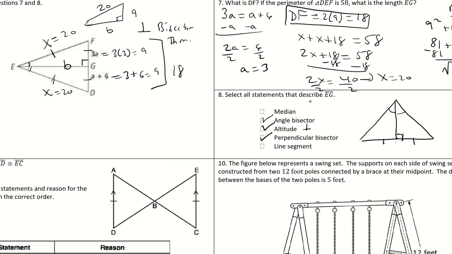All right, it's also a median. A median is when you have a triangle and you go from the vertex to the opposite side and you cut that side in half. So for example, that would be a median. I'll give you another example. If I were to go from here to here and it cuts that in half, then that's a median, right? So that's what a median does. A median cuts the opposite side in half, but it's not necessarily at a right angle. So it's all of these things, and it's also a line segment, so it's actually all true.